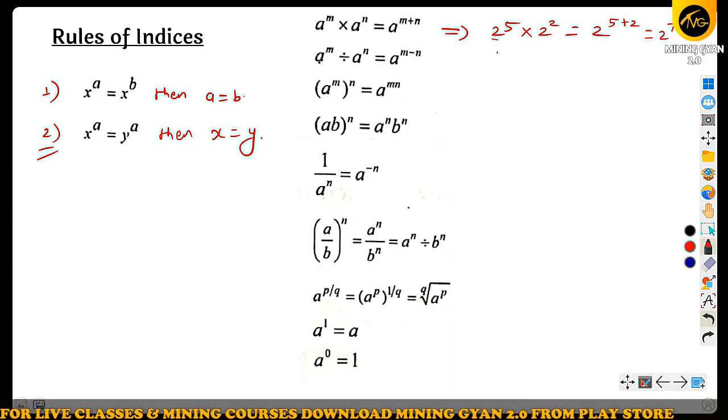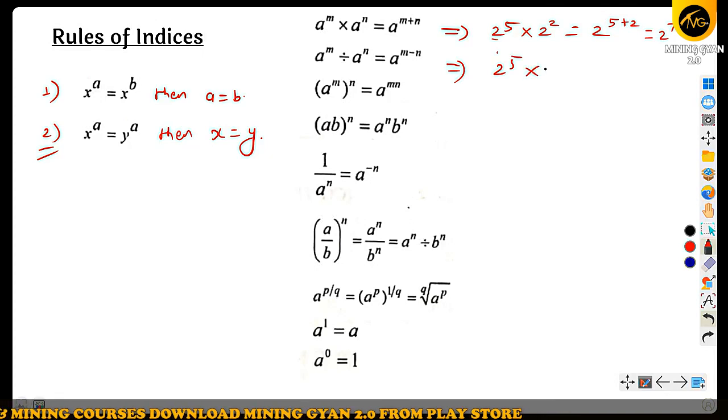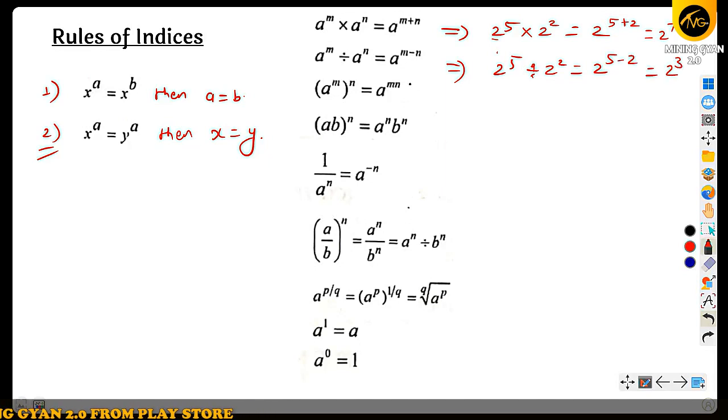Now a power m divided by a power n is equal to a power m minus n. That means if there is a division, the powers will be subtracted. For example, 2 power 5 divided by 2 power 2, that means 2 power 5 minus 2 is equal to 2 cube.